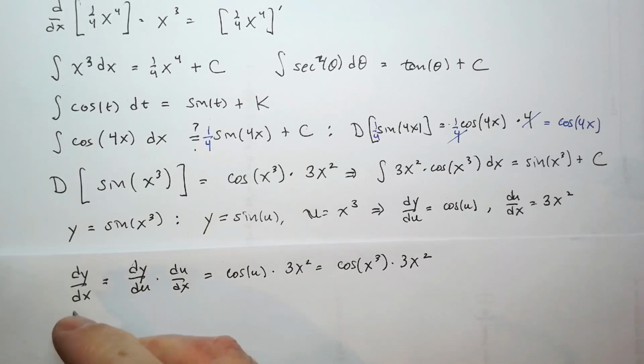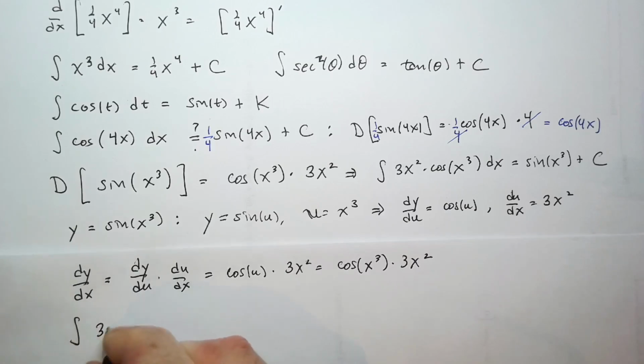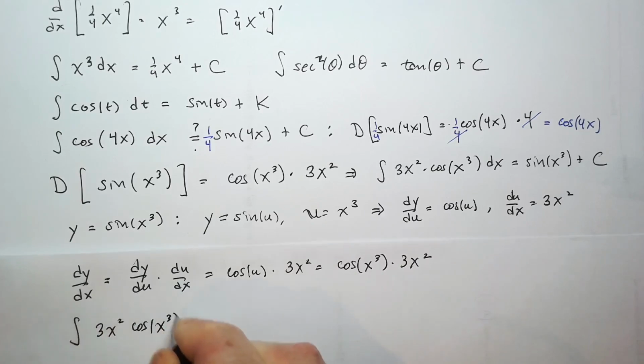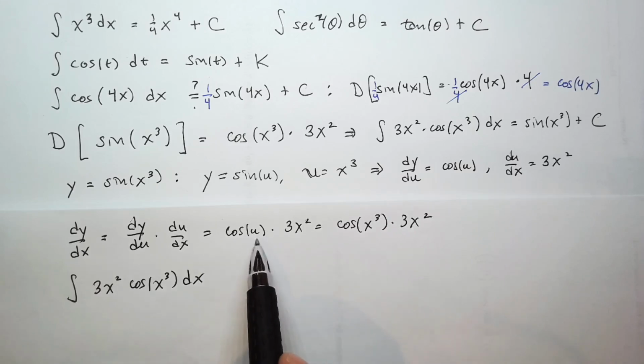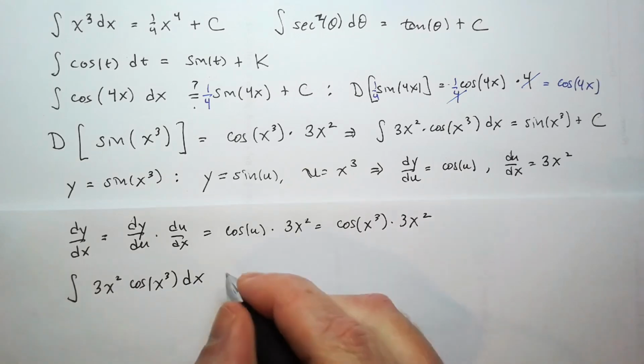For example, if I wanted to find the antiderivative of 3x squared cosine of x cubed dx, I might think that this is the result of some chain rule differentiation, but I might not know exactly what that could be. Notice in our previous work, we substituted u for this inside part of the cosine function.